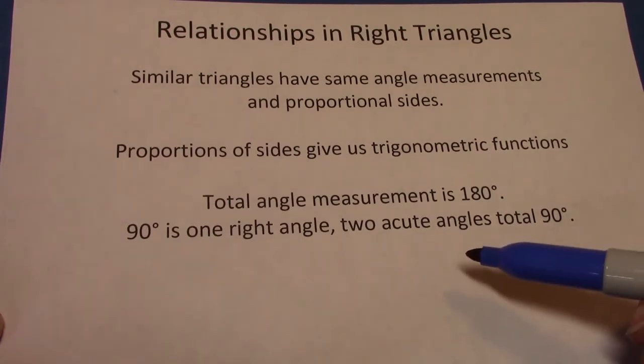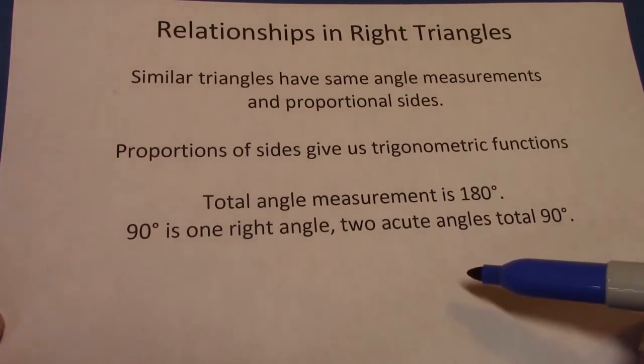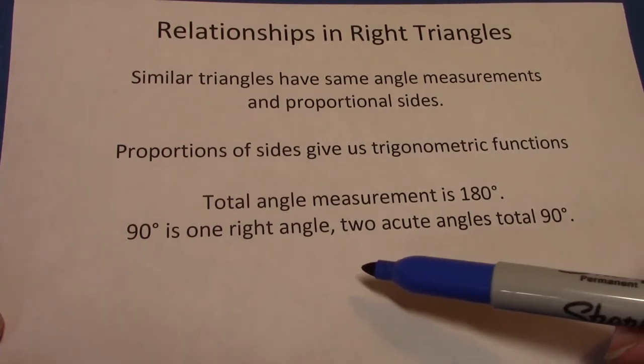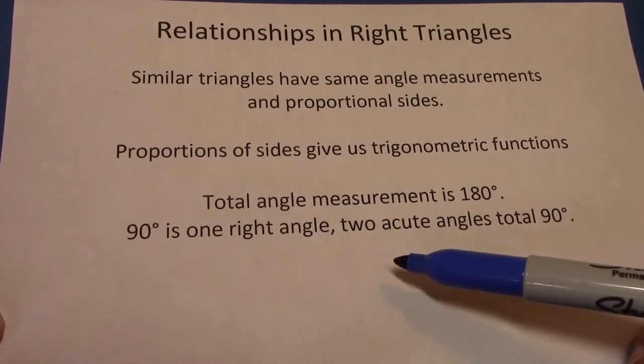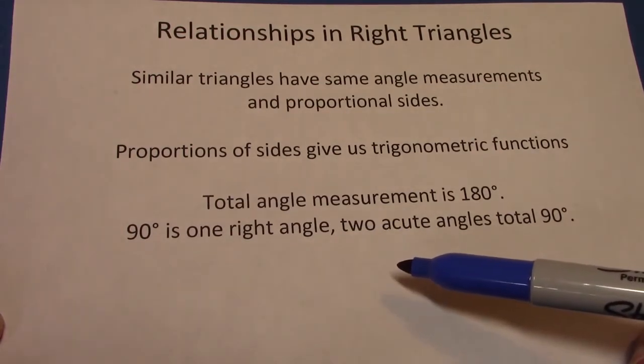Remember that the total angle measurement in a triangle is 180 degrees. In a right triangle, one of those angles is 90 degrees of that. So the other two are both acute angles, each measuring less than 90 degrees.